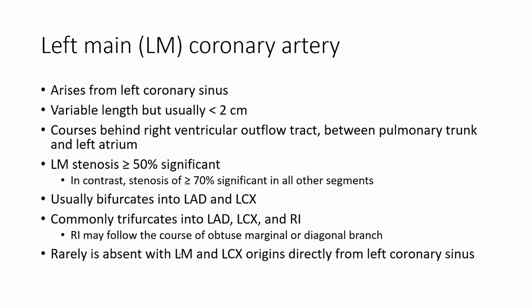Usually it bifurcates into left anterior descending and left circumflex. Commonly it trifurcates into left anterior descending, left circumflex, and the ramus intermedius, which may follow the course of the marginal or diagonal branch. Rarely, the left main coronary artery is absent, with the left anterior descending and left circumflex originating directly from the left coronary sinus.